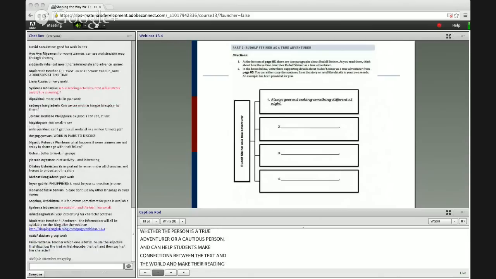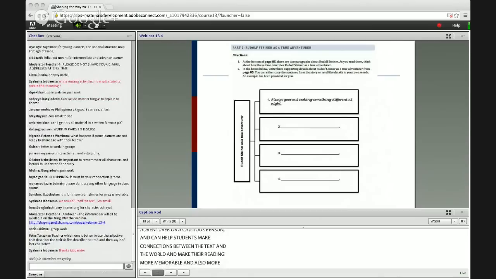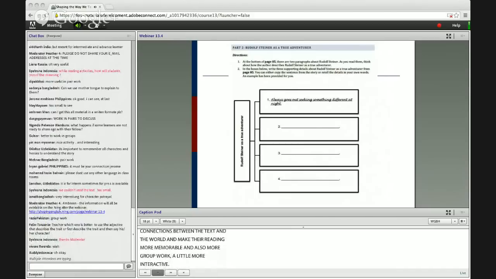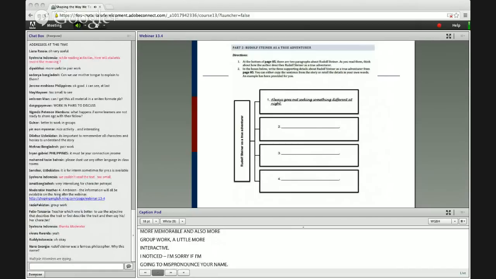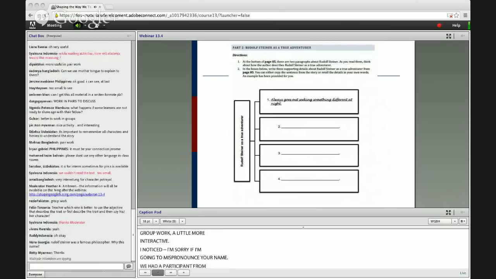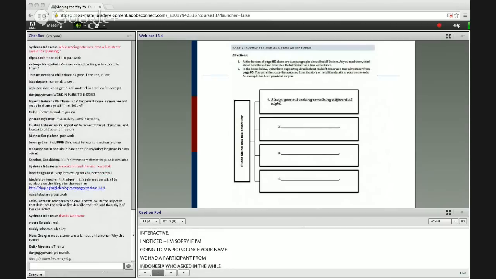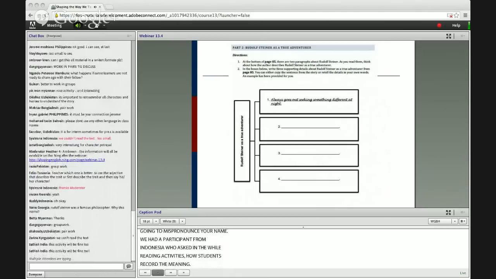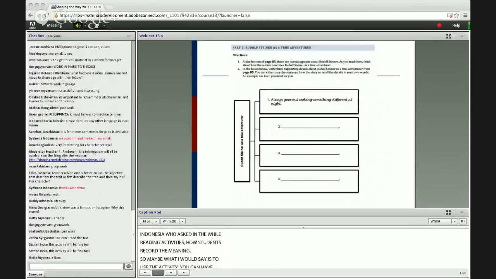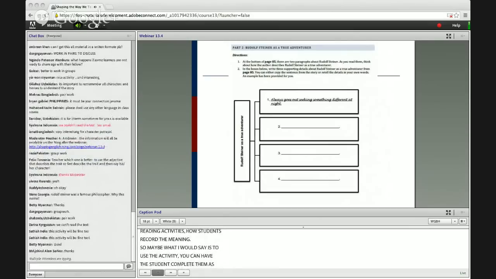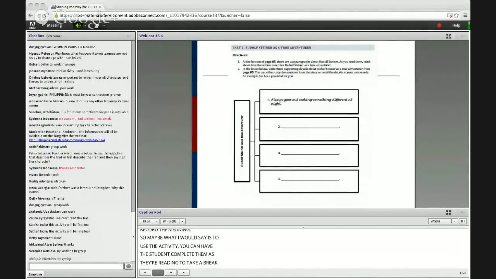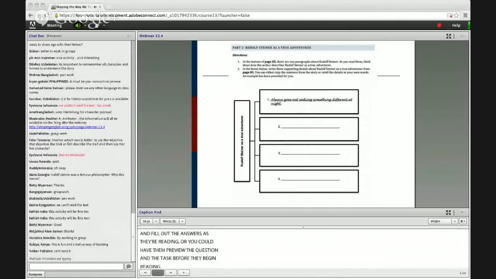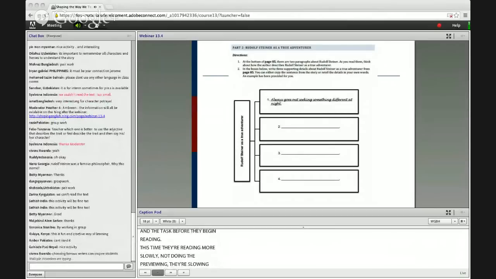I noticed, Sia, I'm sorry if I'm mispronouncing your name, we had a participant from Indonesia who asked, in the while-reading activities, how do the students record the meaning? So maybe what I would say is, to use these activities, you could have the students complete them as they're reading, taking a break to fill out their answers, or you could have them preview the question and the task before they begin reading. And this time they're reading more slowly. They're not doing the previewing. They're slowing down a bit. They might, once they finish the story, go back and reread certain points to answer the question.